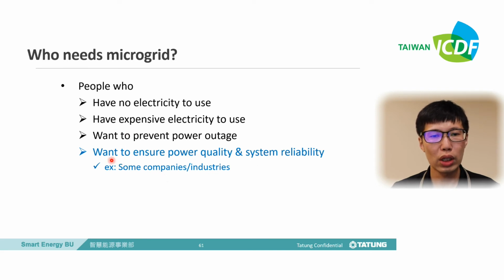And the fourth is that people want to ensure power quality and the system's reliability. For example, for some companies or some industries, the power quality is very important, and the system reliability is also important. There, the power quality and the system reliability should be very good, in order to make profits.